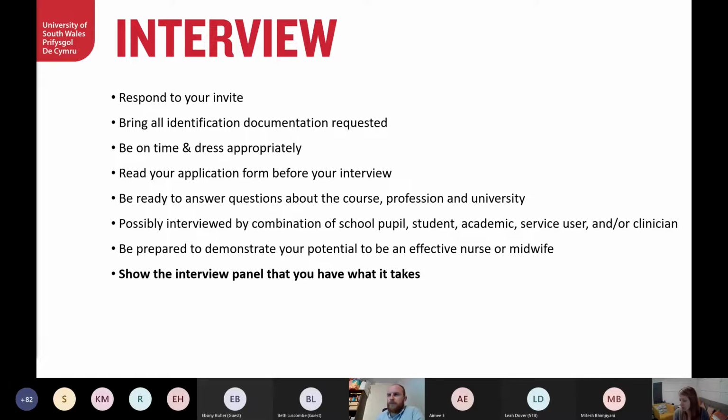This is a professional regulated course, nursing and midwifery. So are the other health sciences. They're also professionally regulated. You're wanting to enter a profession, so make sure you dress appropriately like you want to join a profession. I've had people turn up for interview in shorts and t-shirt. I've had people turn up in like joggers, like they're going to the gym.